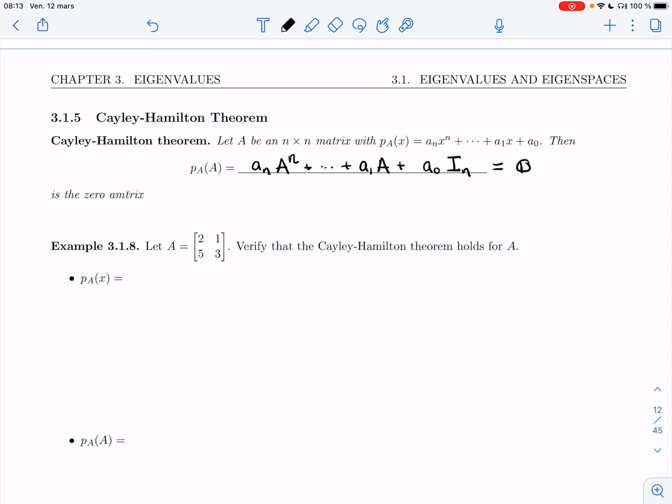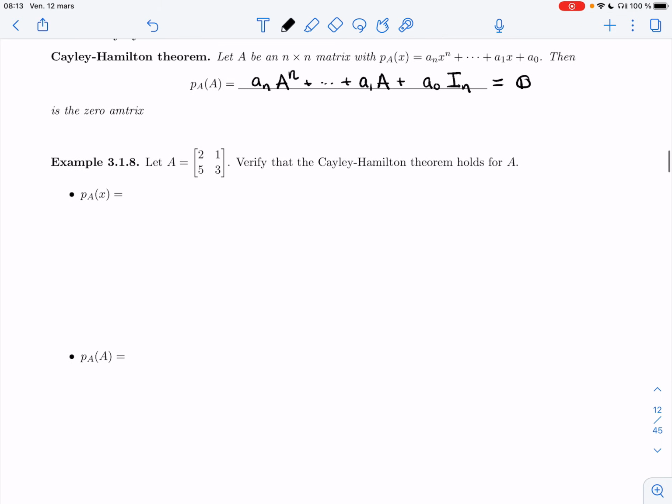So I'll have you prove it for certain types of matrices later this term once we have diagonalization done. But for now, let's just check it. All right, so let A be this matrix here. Verify that the Cayley-Hamilton theorem holds for A. So I'm going to start by finding the characteristic polynomial of A, and then I'm going to plug in A and see what I get.